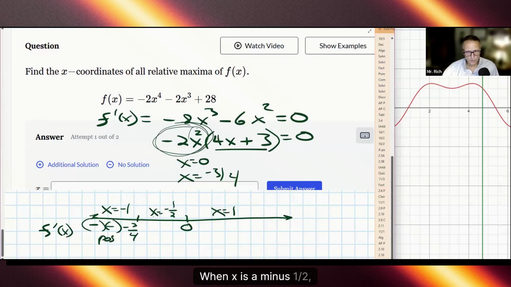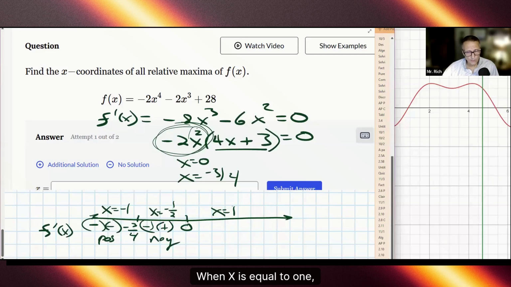When x is -1/2, this will always be a negative. But when this is -1/2, that factor will be a positive. So my derivative will be a negative times a positive, which is a negative.